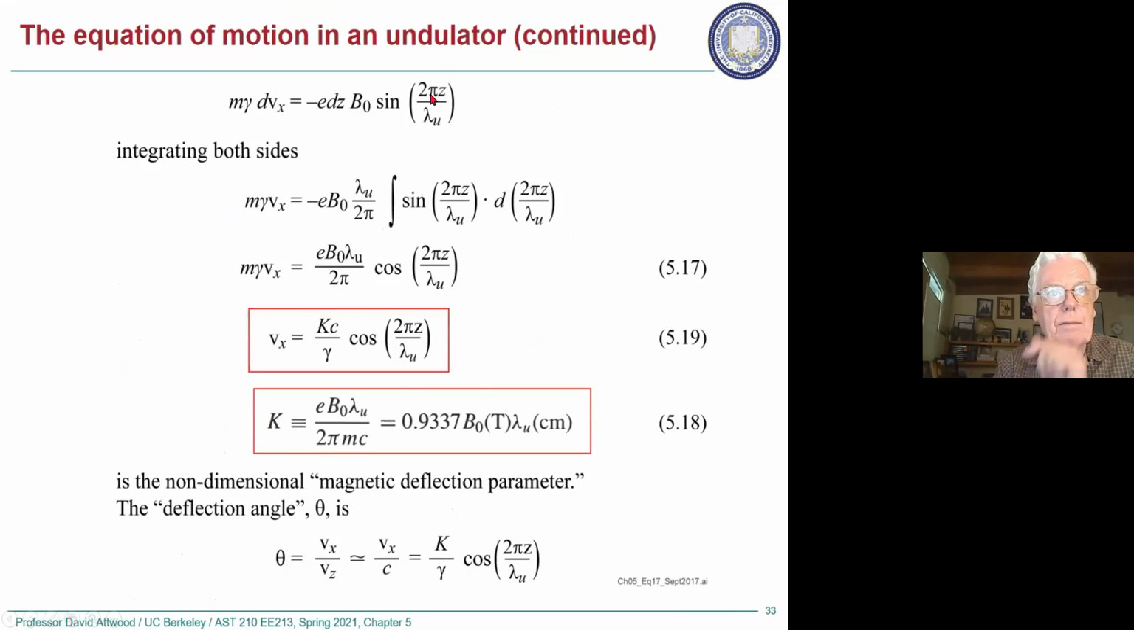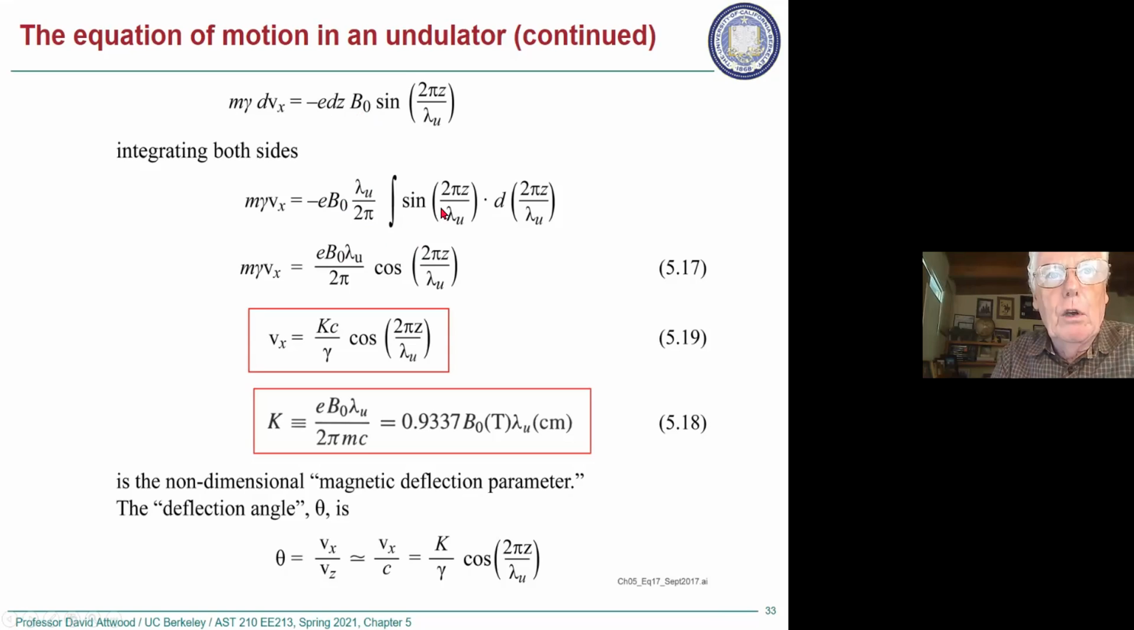Okay, here it is. So we'd like to integrate both sides. Again, we're trying to solve for V sub x. So we're going to integrate both sides. The integral cancels the derivative. There'll be a constant, of course. And we're left with m gamma times V sub x is equal to the integral of all of this. So the B0 and the e come outside.